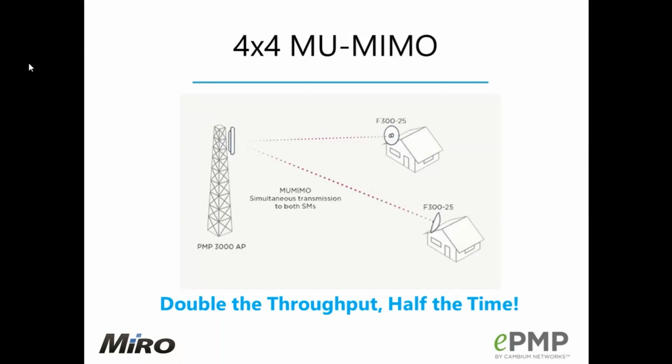So just to reiterate on the main game changer with the ePMP 3000, that is 4x4 MIMO. So as illustrated here, you'd typically have your ePMP 3000 base station, or access points as some may call it, located up on your tower. And in a scenario where you've got two Force 300 units, it will communicate with both of them in the same time slot. So you're doubling up on the throughput and you're halving the time that it takes to serve all your CPE devices.